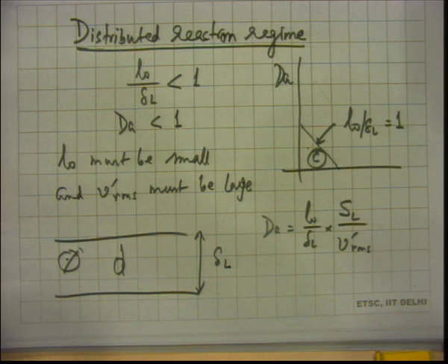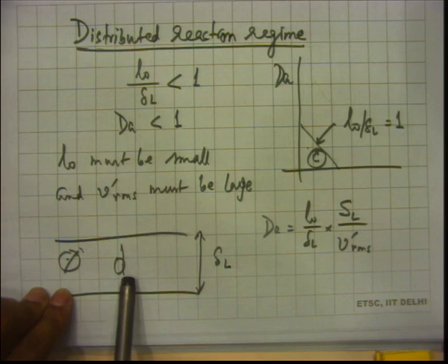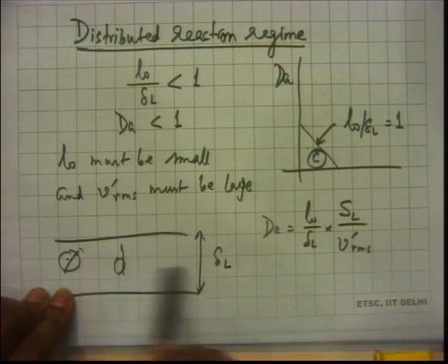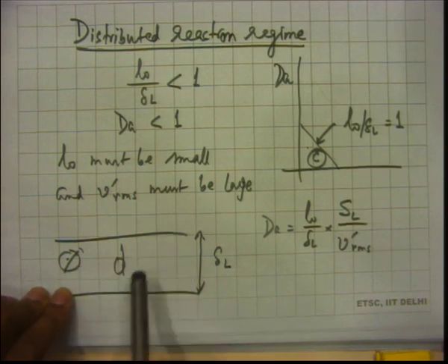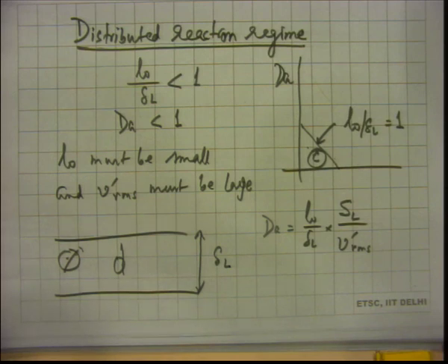So, now turbulence can enter the reaction zone thickness. Let us not call it flame zone thickness, because it may not be a flame after all, and it can come inside the reaction zone thickness and affect the processes here. So, this is how the distributed reaction regime is different from the wrinkled reaction sheet regime.